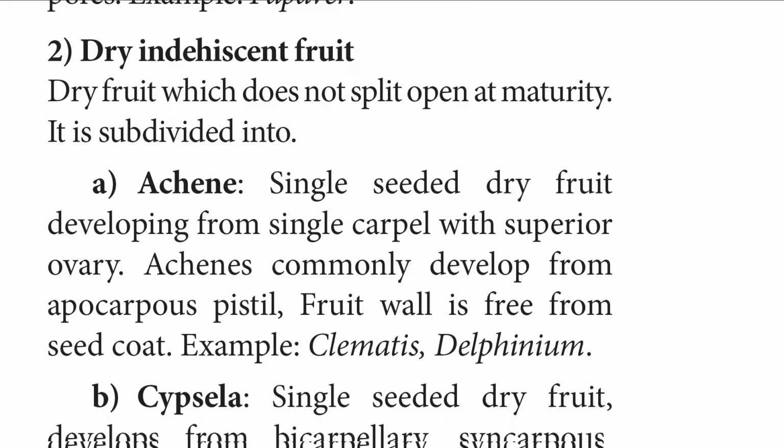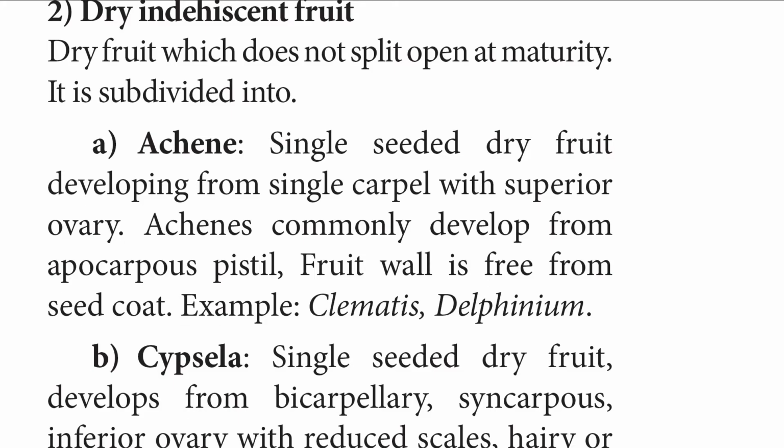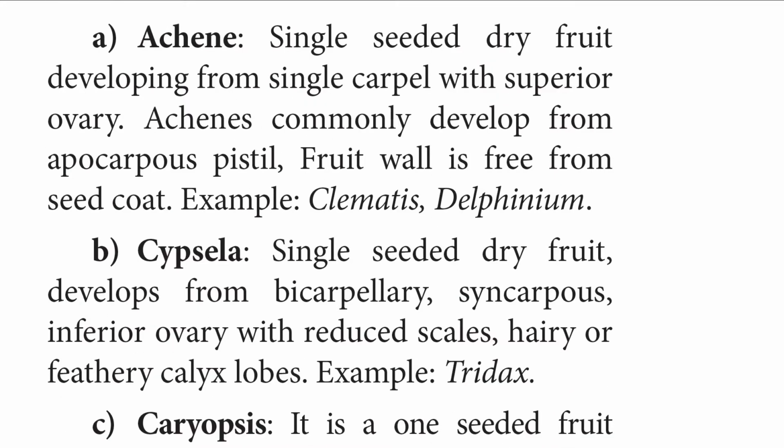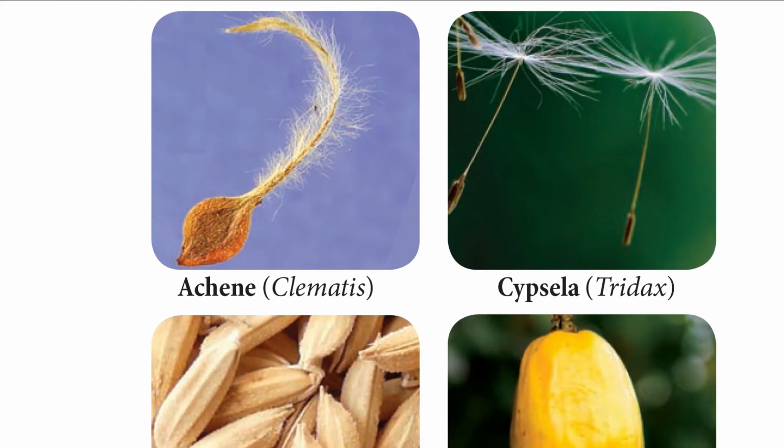Indehiscent means they will not split open at maturity, and it is again classified into achene, cypsela, caryopsis, nut, samara, and utricle. Dry indehiscent. The first one is called achene. Indehiscent means they cannot split open. So in achene, it is a single seeded dry fruit.